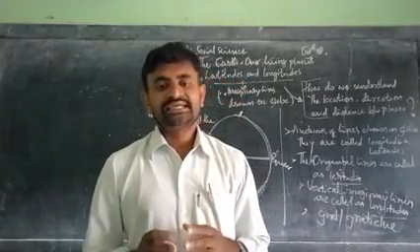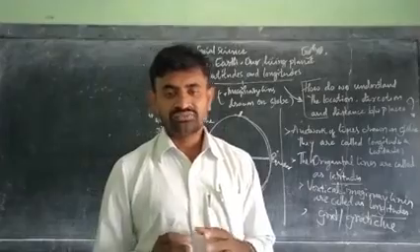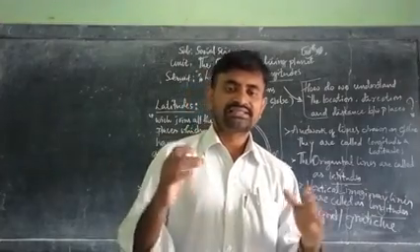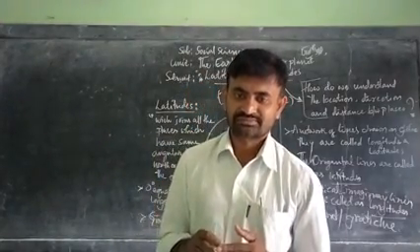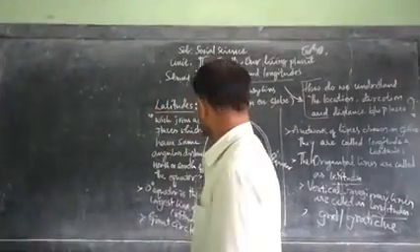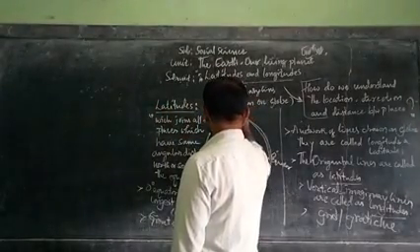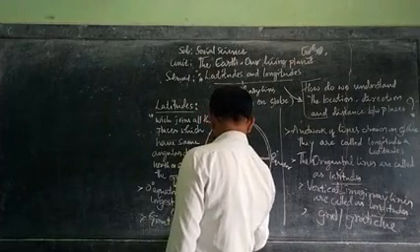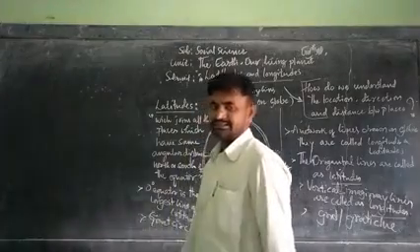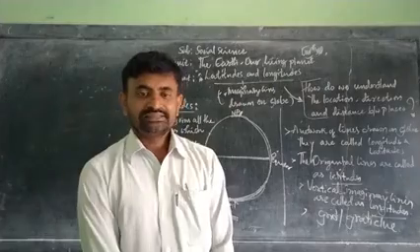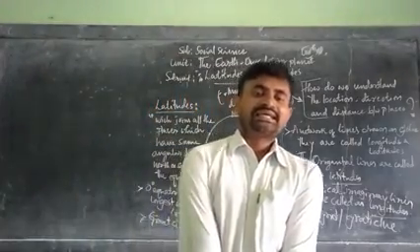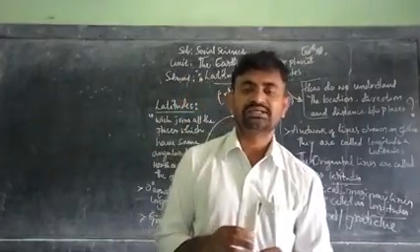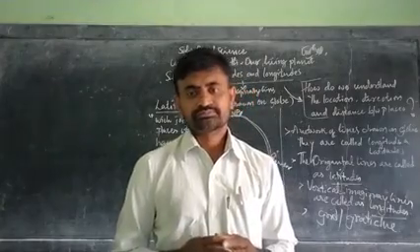There are 90 degrees of latitude on each side of the equator. North or south are the points. This is the North Pole point and here is the South Pole point. Including the equator, there are totally 181 latitudes on the globe.